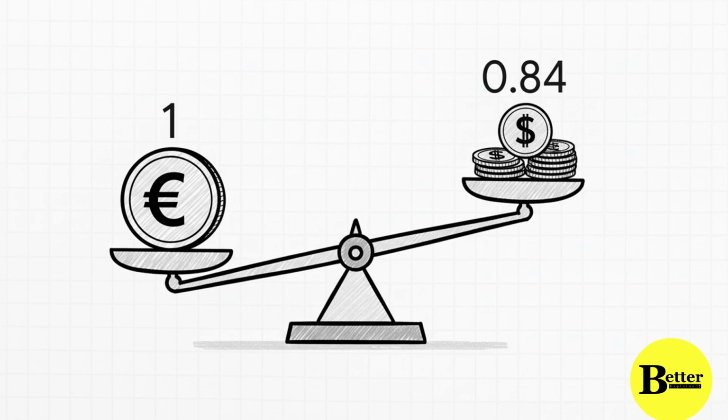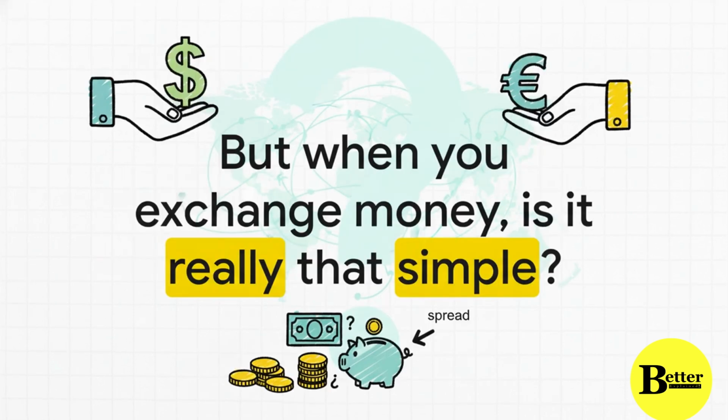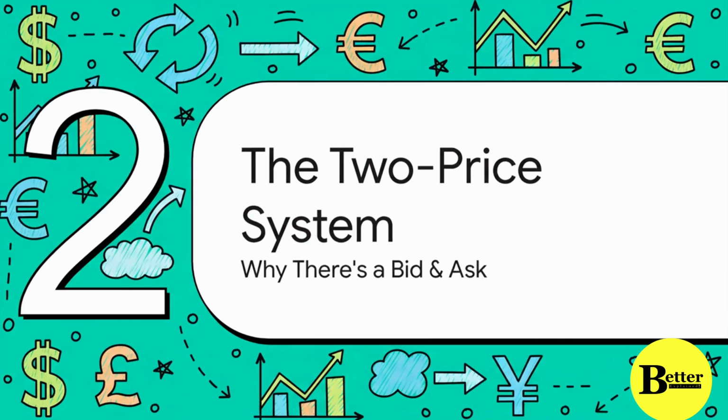So when you see a quote like euro/USD equals 0.84, what does that actually mean? It's simple. It means that 1 euro, our base currency, is worth 0.84 of the counter currency. So 1 euro costs 84 US cents. Easy enough, right? But hold on a second. Is it really that simple? I mean, if you've ever actually swapped cash for a vacation, you probably have a feeling there's a little more to it than that. And that is where we get to section 2.